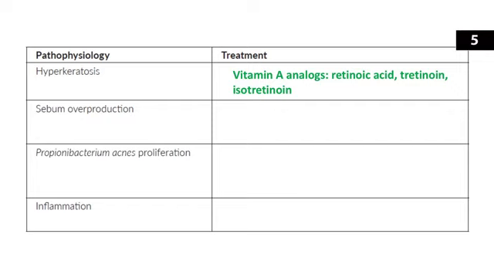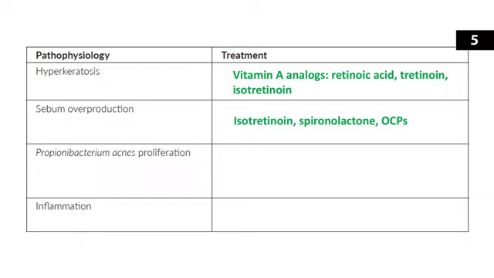Sebum overproduction. So what's going to address that? Isotretinoin will also address sebum overproduction, and then hormonal therapies can help here as well. And in addition to oral contraceptives, you might also think about spironolactone. Spironolactone is a potassium-sparing diuretic, but it also has anti-androgen capabilities that can help with the acne.